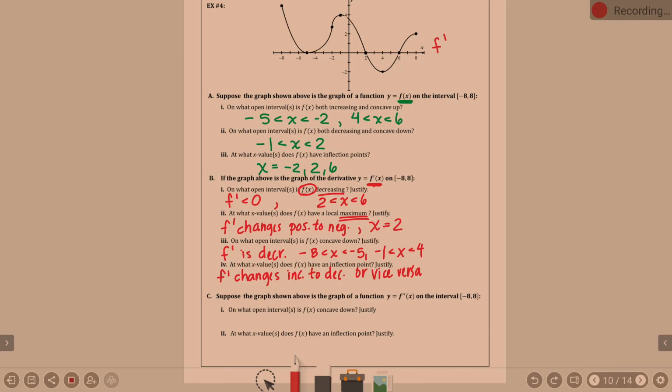Where are we changing from increasing to decreasing? -5, -1, and 4. Right? Okay.